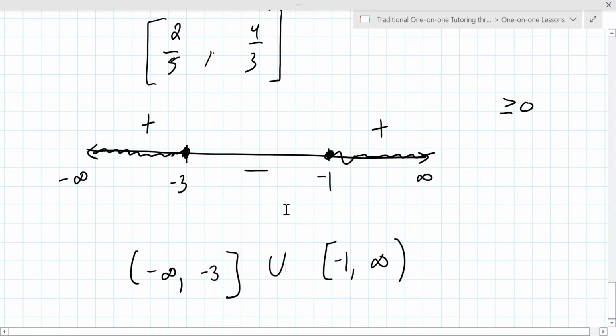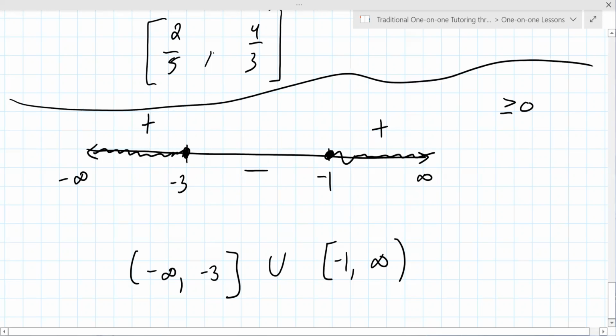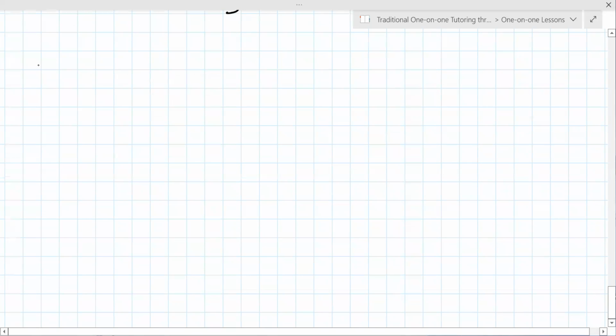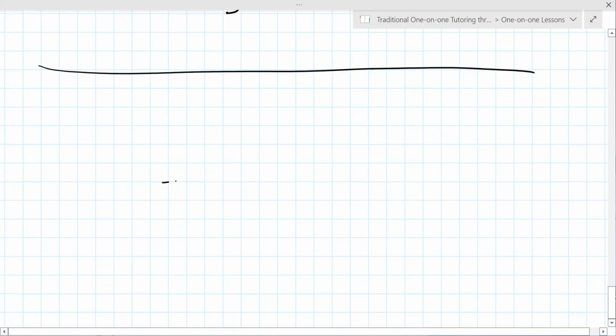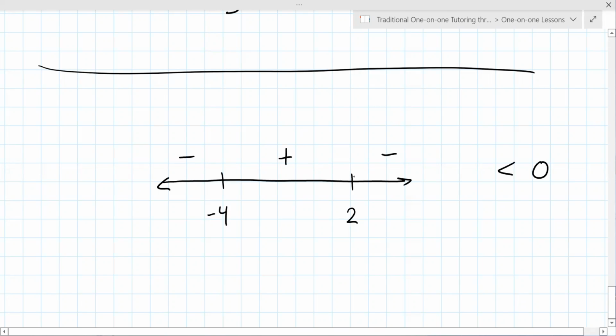Good. Let's do one more of these. So this came from a problem. I mean, this is after you do all the work to get there. So let's do another one here. Let's say you graph something and it's -4 and 2, and it's negative, plus, negative, and we want to know where it is less than 0.